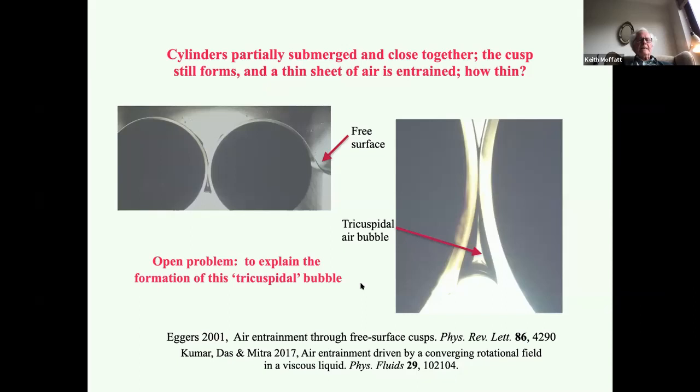And the question is, again, the open problem to explain the formation of this tricuspidal bubble. Difficult word to say over and over again, tricuspidal. Again, there's a very good review paper by Kumar et al. in 2017 about the air entrainment problem in situations of this kind. But this issue of explaining the formation of the tricuspidal bubble is open.